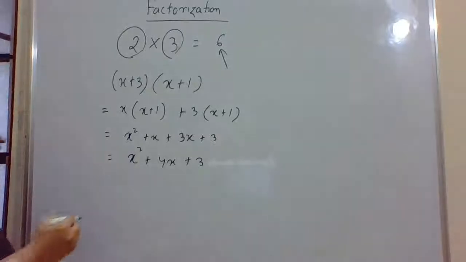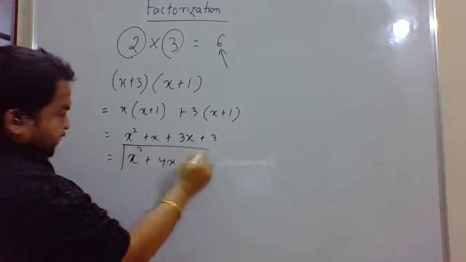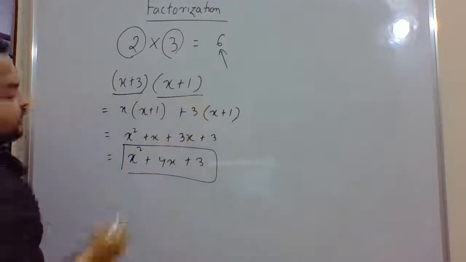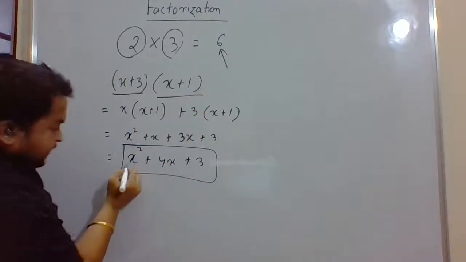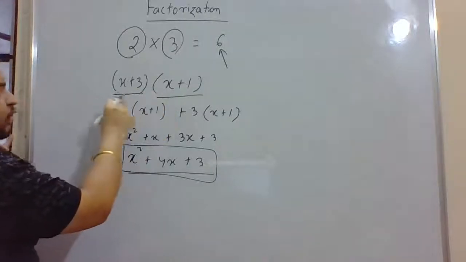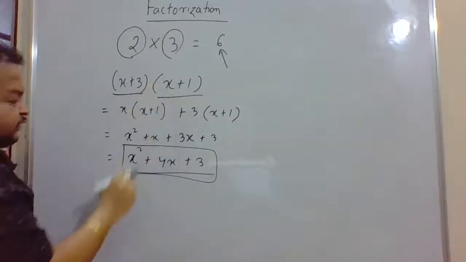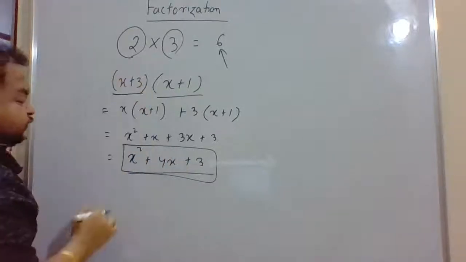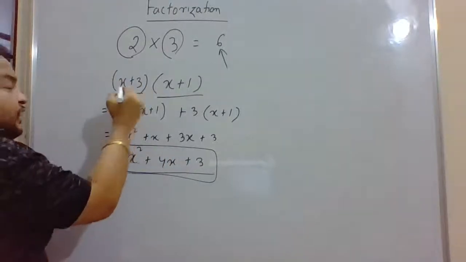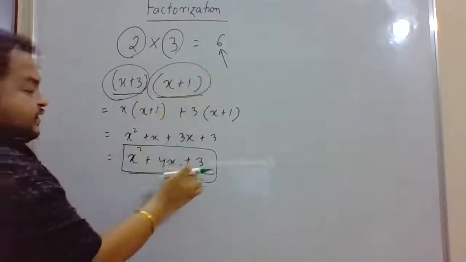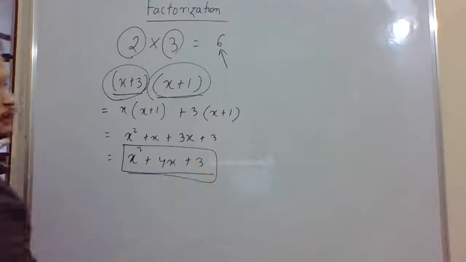This expression is the product of this and this. I repeat, this entire expression is the product of these two, because by multiplying these two things we have got this. Similarly, can I say that this and this are factors of this expression?